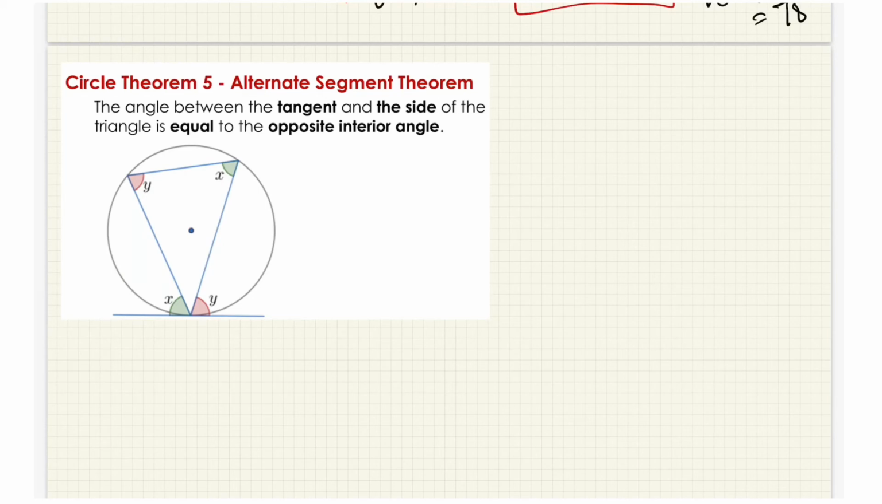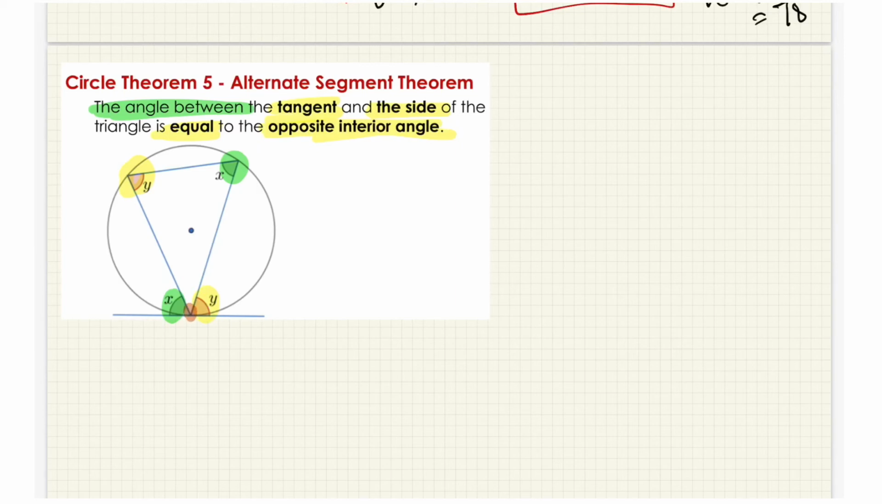Okay, the alternate segment theorem is that the angle between the tangent and the side of the triangle is equal to the opposite interior angle. So you have to look at this. I'm going to mark this. If this one here is equal to this, and where is our tangent point? The tangent point is here.